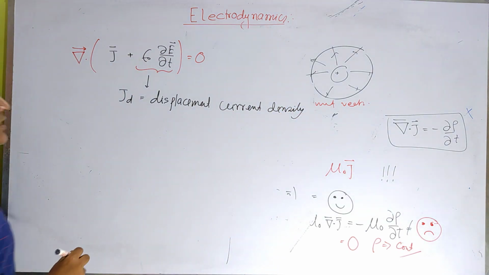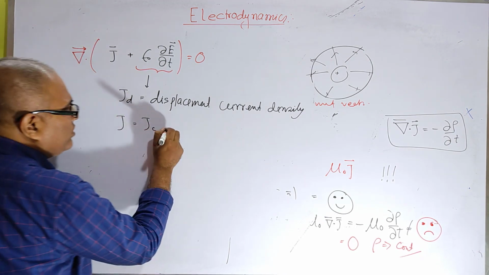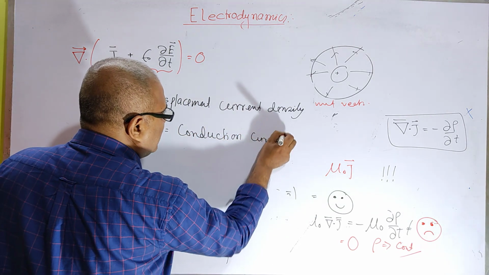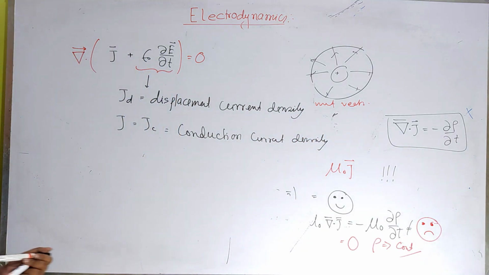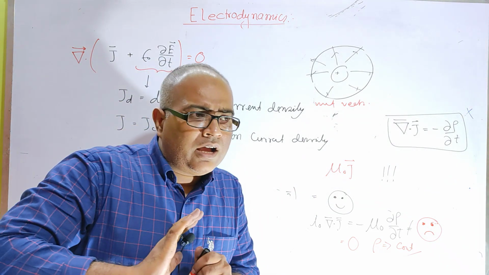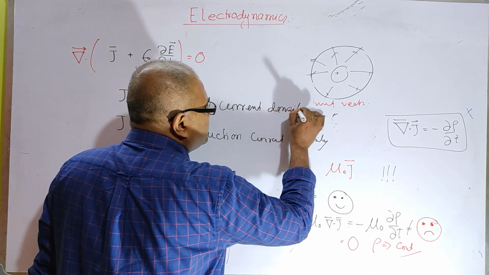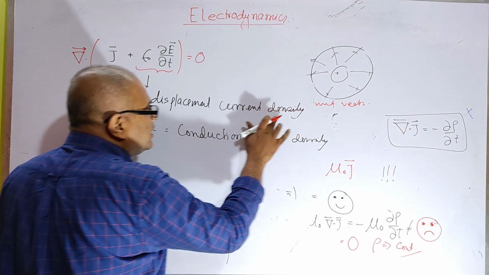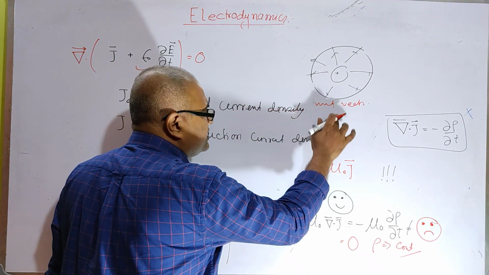Okay, so this must be displacement current density, whereas the J equals, just put a C here, which will be conduction current density. Although this is not my fault, everyone calls it displacement current only. So that is, you can say, the mistake done by our predecessors. So you can define it also as displacement current, although this is basically displacement current density.